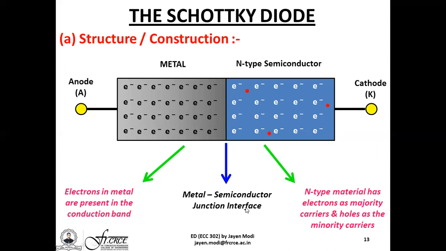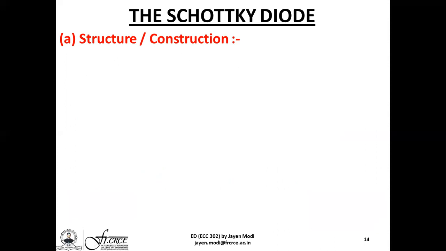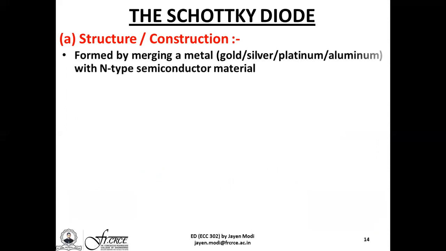So looking at the structure or the construction, what we find is the Schottky diode is formed by merging a metal. It can be gold or silver or platinum or even say aluminum if you want the cost to be kept in check, with an n-type semiconductor material.